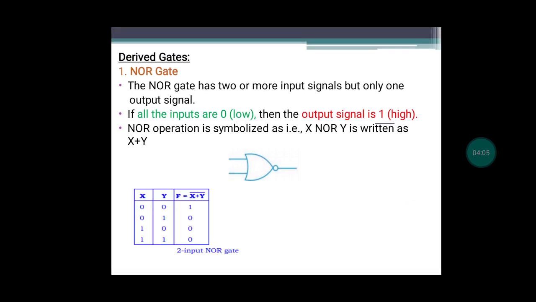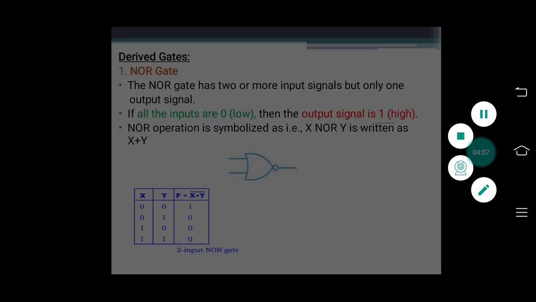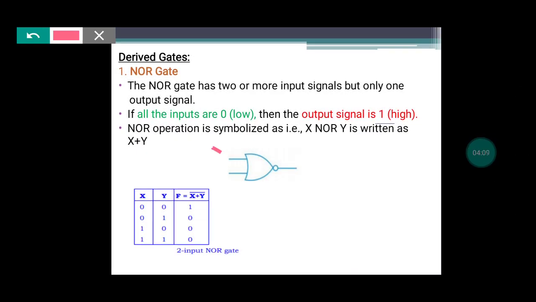See here, we have two input signals. The first one, assume this is X, the second one is Y. The output will be what? X plus Y. If I use only this much, this becomes an OR gate, OR operation, right? So what are we doing here? It is a combination of OR and NOT. NOT means we have to give a bar, that is nothing but complement.